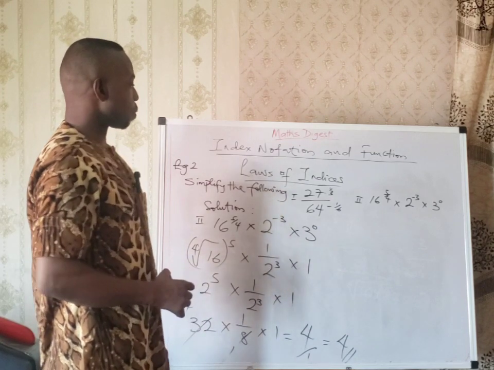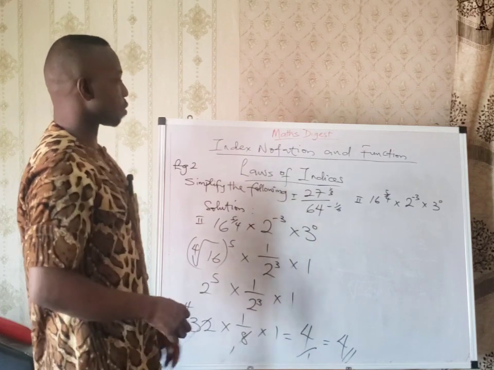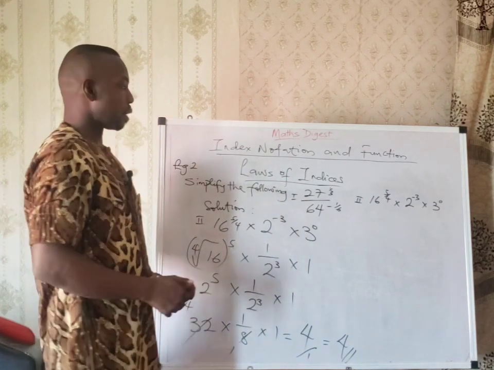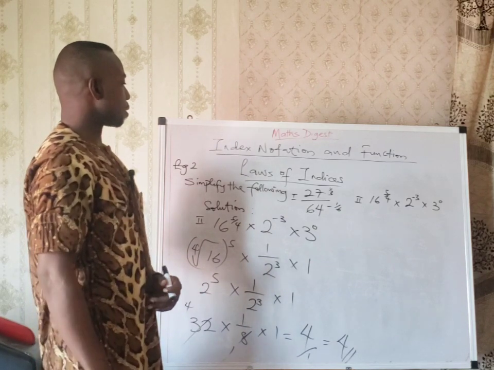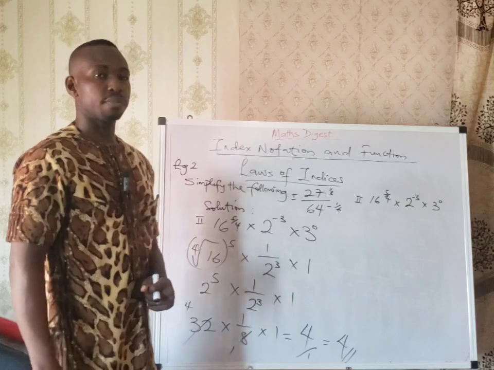All right, so with this I believe a little understanding on laws of indices has been expressed. So quickly we are going to move into exponential function. Okay, all right, with that, I think we end this index notation and function. All right.